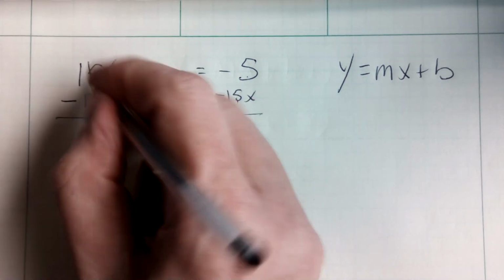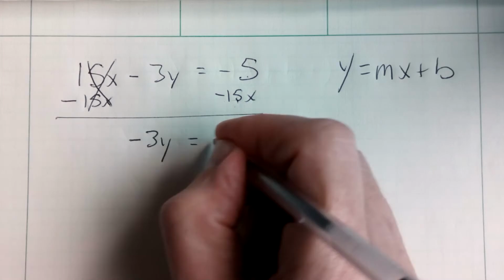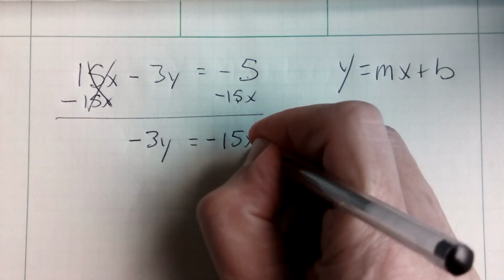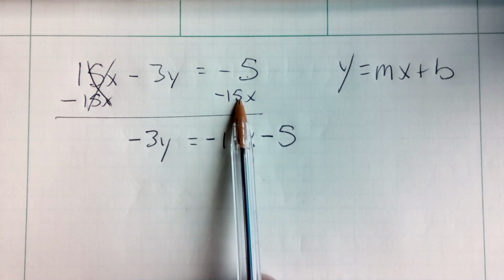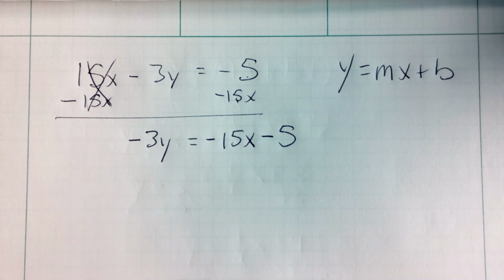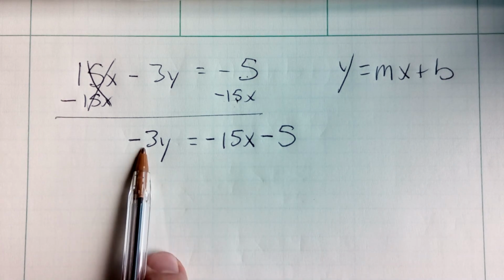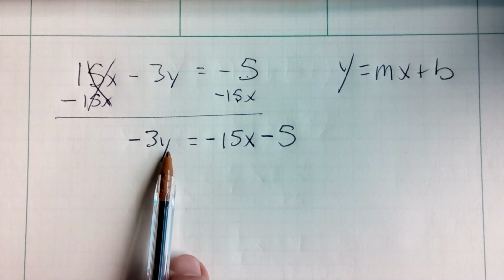Those cancel. We're left with a negative 3y is equal to a negative 15x minus 5. So again, I put the negative 15x in front of the negative 5. They're not like terms. I did not actually combine them. Now I have one last step. I need to get rid of this negative 3 that's being multiplied by the y.